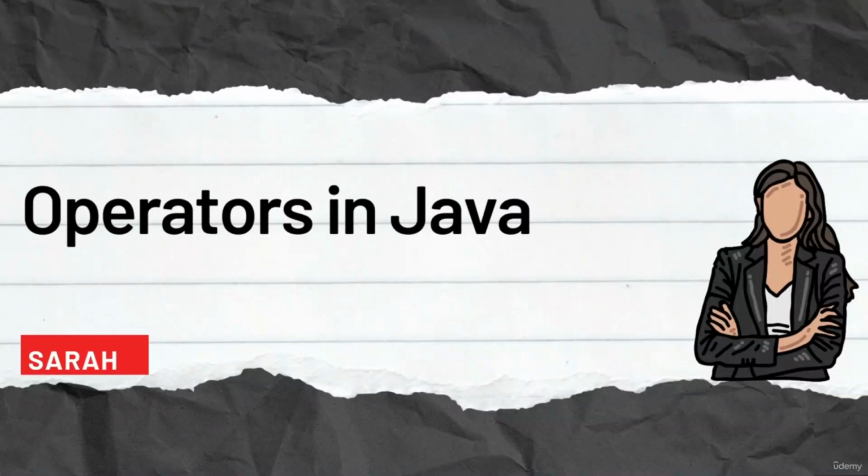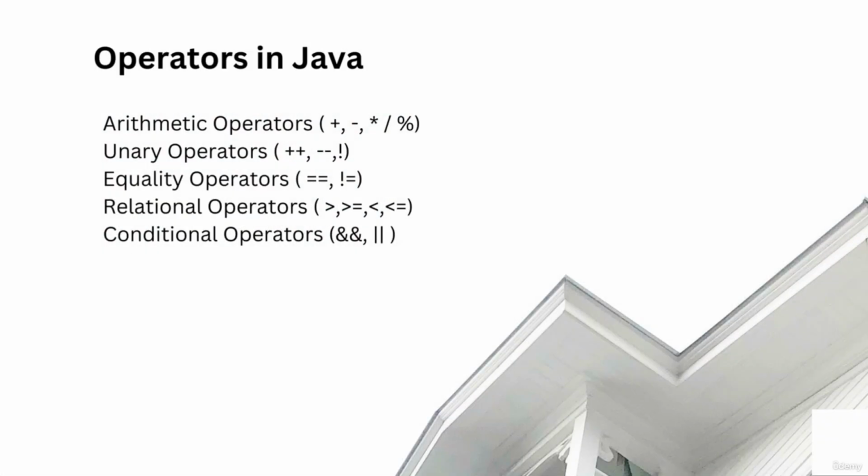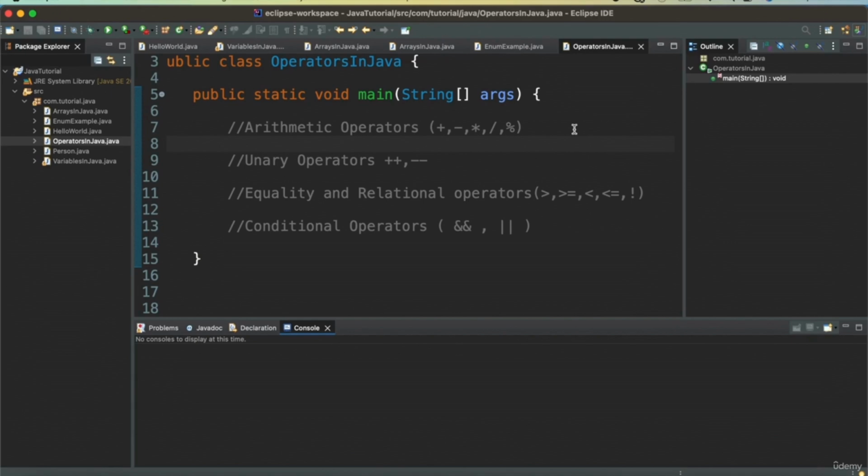Next, we will be talking about operators in Java, and we will see an example on how to implement operators. Operators that are available for use in the applications are arithmetic operators, unary operators, equality operators, relational operators, conditional operators. We will see an example on how to use all of these operators in our application, how we can use different types of operators in the code. So we will talk about arithmetic operators, unary operators, equality and relational operators, as well as conditional operators.